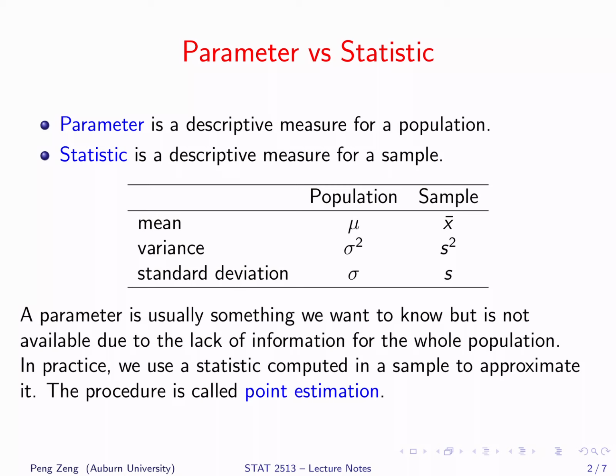In applications, a parameter is something we want to know, but is not available due to the lack of information for the whole population. Because we can collect information from a sample, we can calculate a statistic from a sample. Therefore, we usually use a statistic to approximate the corresponding parameter. This procedure is called point estimation in statistics.